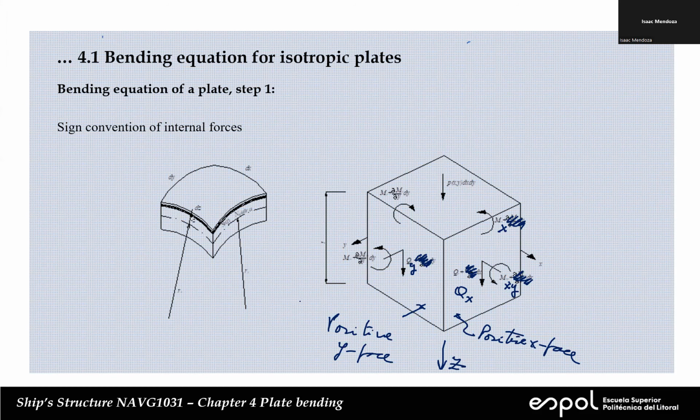Okay, so on this phase, the positive x phase, you have shear force, bending moment, and torsional moment. In the positive y phase, we have shear force, we have bending moment, M_y, and we have torsional moment. So this is M_yx.